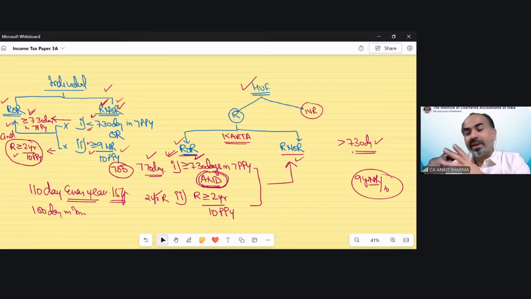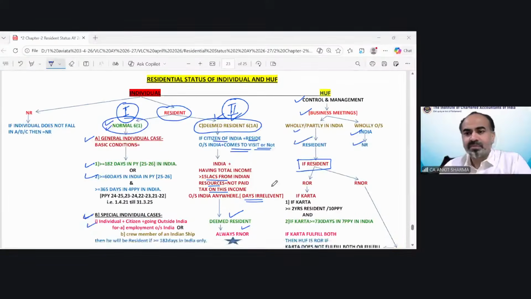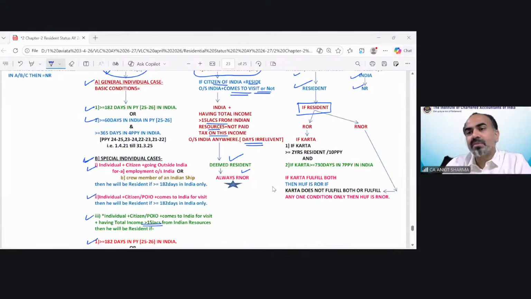That's why I need to teach you that for HUF, the concept is different. Provisions are same, but the explanation has been from the point of view of ROR. I don't know why. They could explain both from the point of view of NOR, so that could be easy for students to understand, but the intention of both provisions are exactly same. There is no difference.